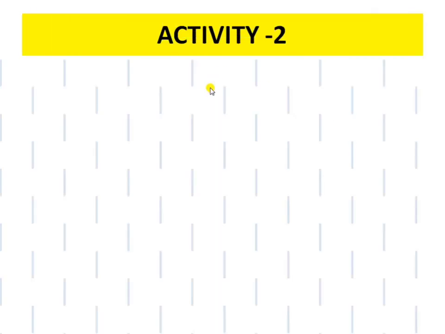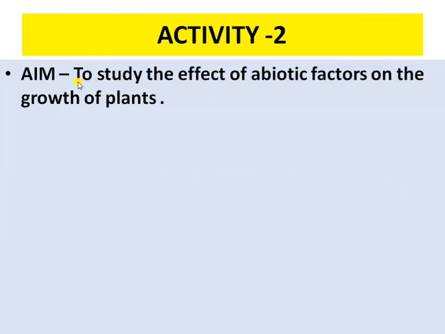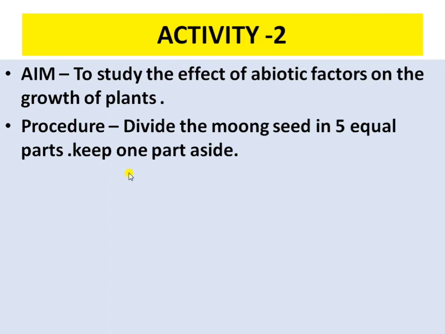Okay, moving on to the second activity. The aim of this activity is to study the effect of abiotic factors on the growth of a plant. The material required to perform this activity: moong seeds, water, dish and cotton. The procedure: firstly, divide the moong seeds into 5 equal parts and keep one part aside. Soak the rest of the seeds in water for a day.